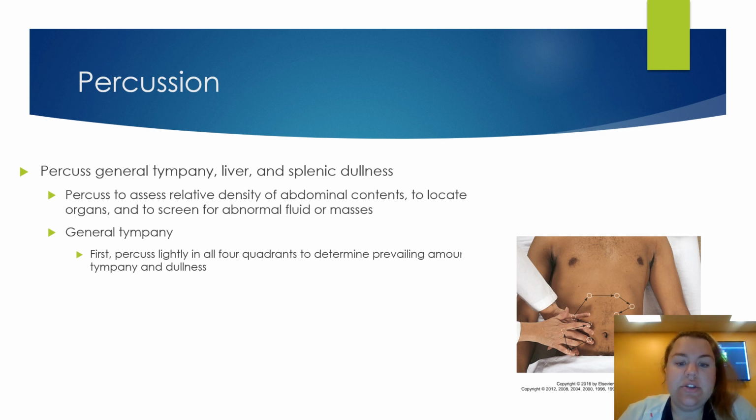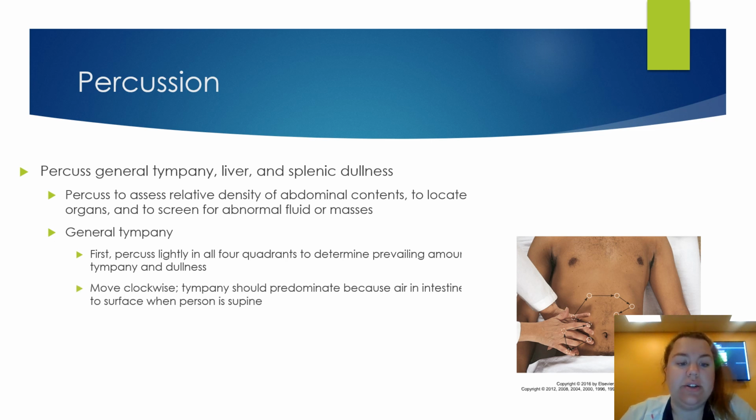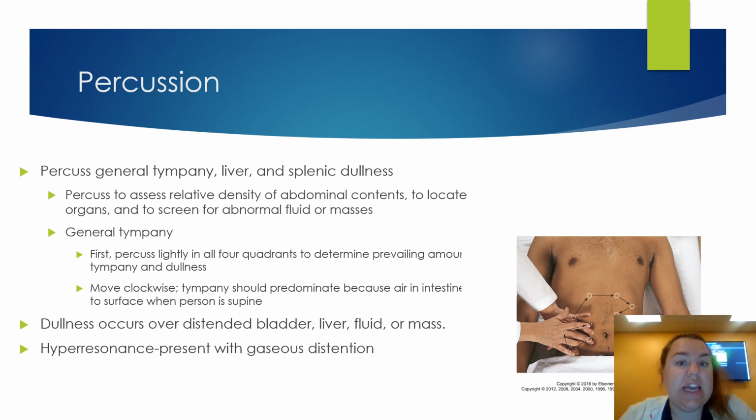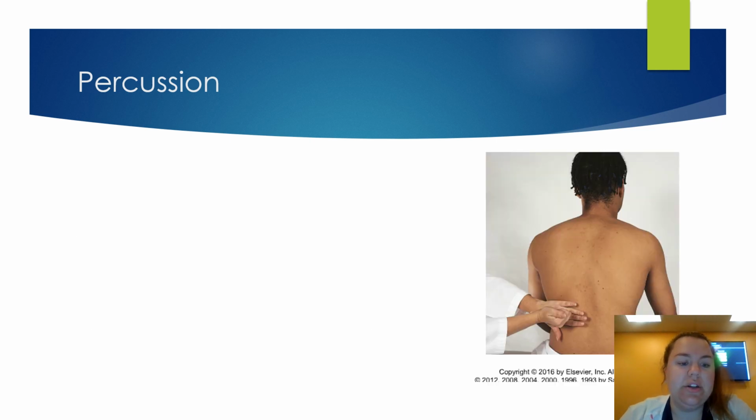So again, first you're going to percuss all 4 quadrants. And your first percussing area is in your right lower quadrant. So tympany should be more predominant because it's air in the intestines to the surface when the client is more supine. Dullness occurs over the distended bladder, liver, fluid, mass. When you think dull, you should think density, okay? Hyperresonance is going to be present with a gaseous distension. So if they have a lot of gas in there, it could be more of that booming sound.